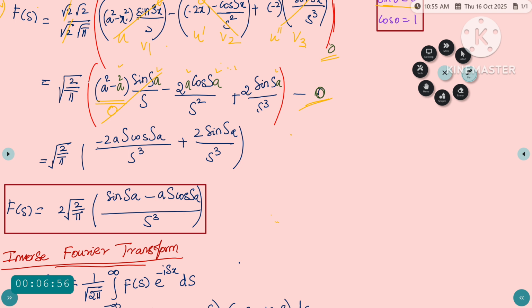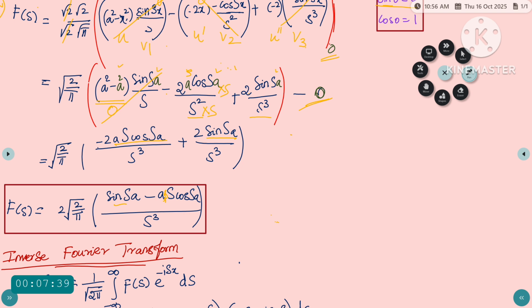On these two terms, the first term's denominator is s square. The second term's denominator is s cube. So we have to change the first term's denominator to s cube, multiplying s in the numerator as well as the denominator. So what is our answer? The first term is minus 2a s cos sa by s cube, plus 2 sin sa by s cube. Now both denominators are the same, so taking the denominator as common, write the numerator. First write the positive term sin sa as the first term and as cos sa as the second term. 2 is a common term in the numerator, so taking it outside.